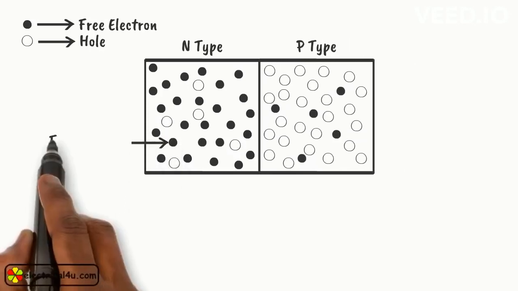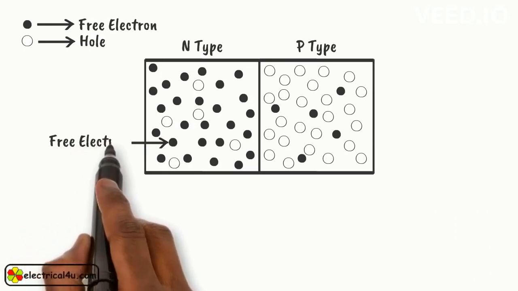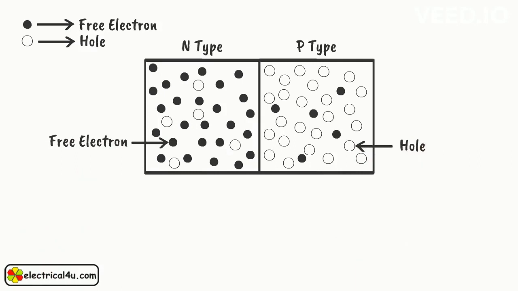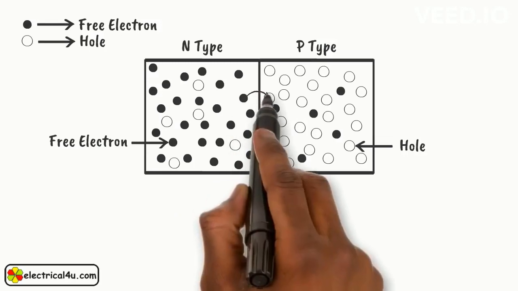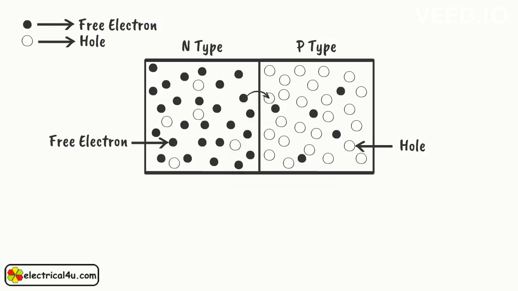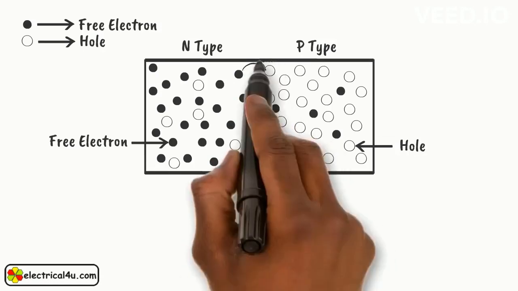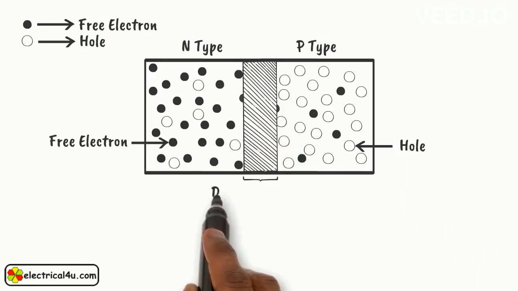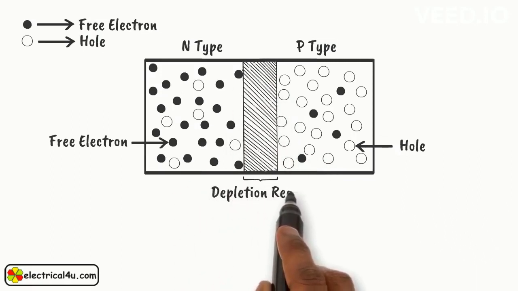The majority carriers in N-type material are free electrons. The majority carriers in P-type material are holes. Let us see what happens at the junction of these two materials. Adjacent to this junction edge, free electrons in the N-type material will recombine with holes in the P-type material. As a result, there will be a lack of free electrons and holes across this region. This region is called depletion region.